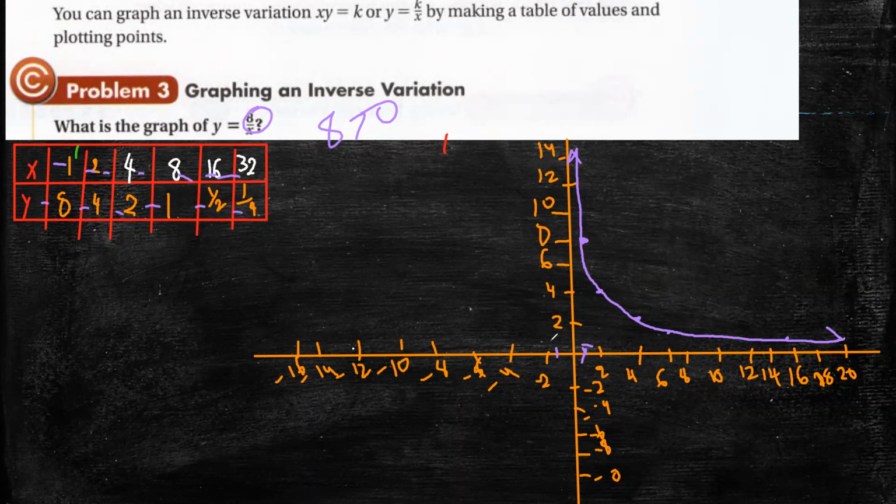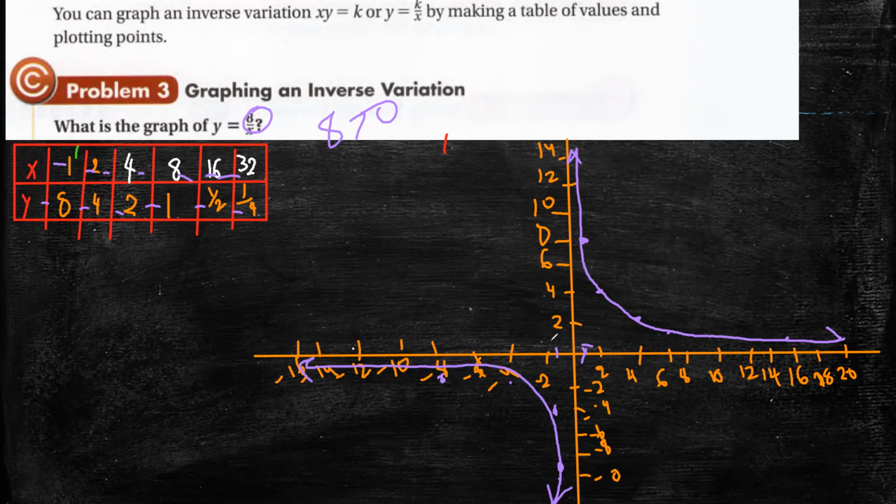Okay, just make the numbers negative. That means if x is -1, then y will be -8. If it's -2, y is -4. If it is -4, y is -2. If it's -8, y is -1. Where's negative? This is 4. No, it's here and here. So when you connect them now, you will get this shape.